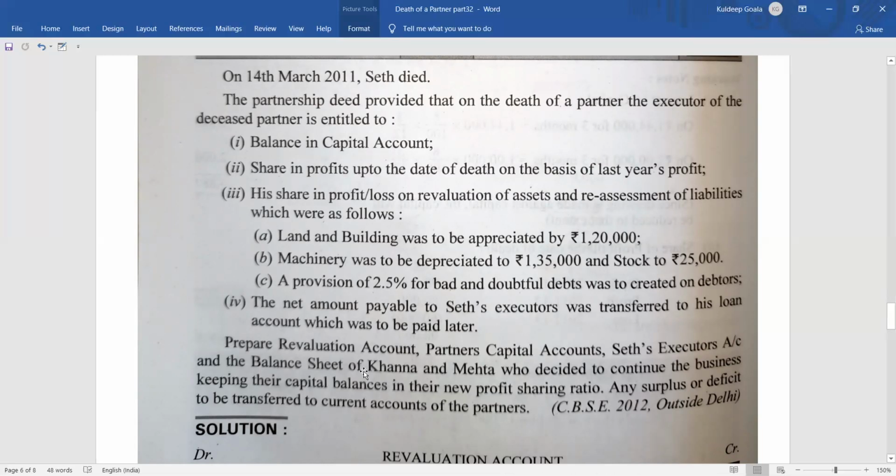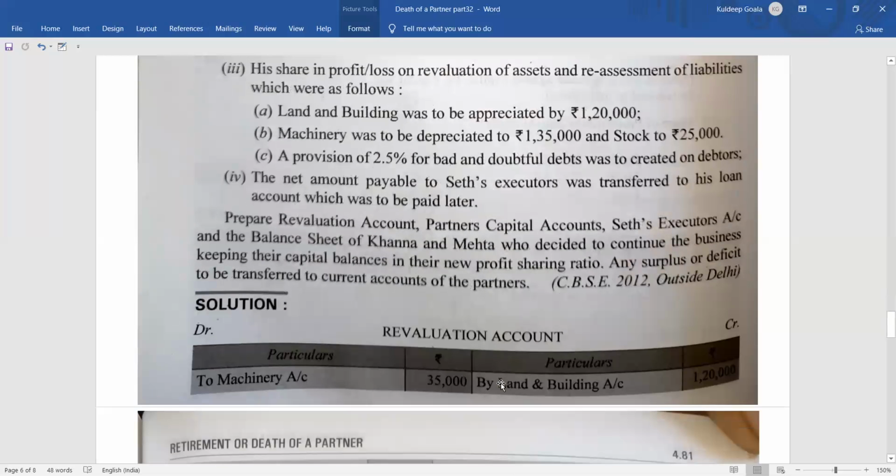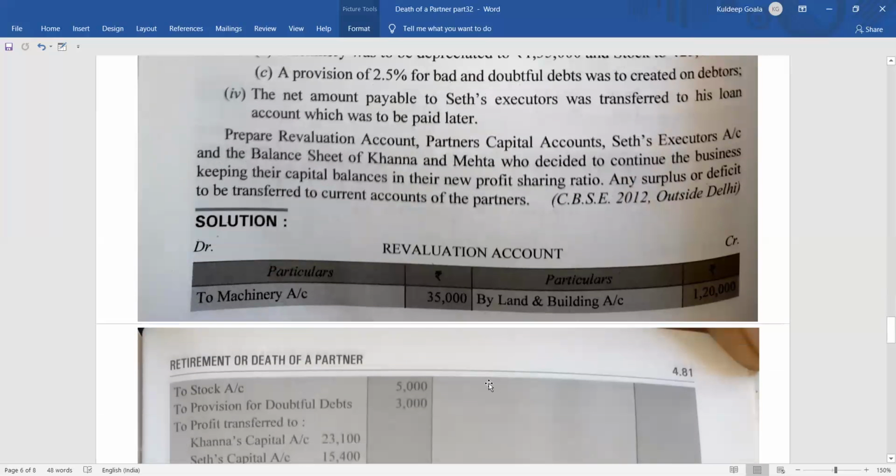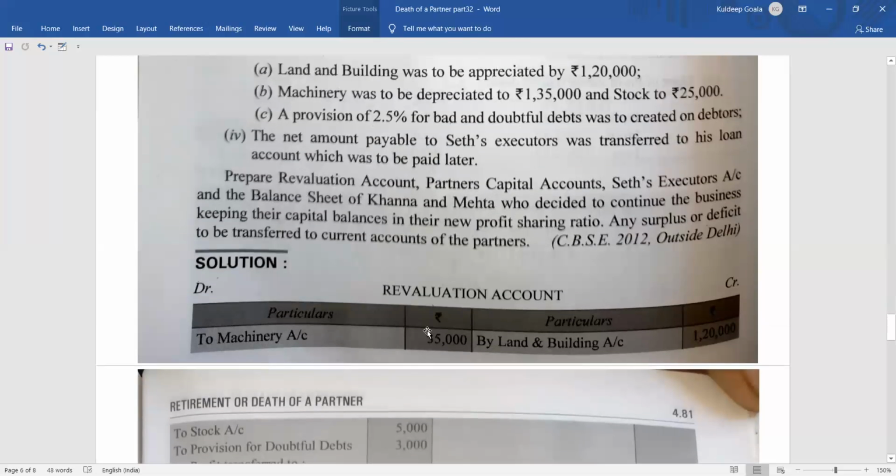Since it is asked that we will prepare the newly constituted balance sheet also of Khanna and Mehta, it will be better if you prepare all the accounts of the partners. Like for capital also, you prepare all the capital accounts, so that you can find out the total balance, or without that also you can do in the adjustment. What is asked here is the partners' capital account. So let's start with the revaluation account.